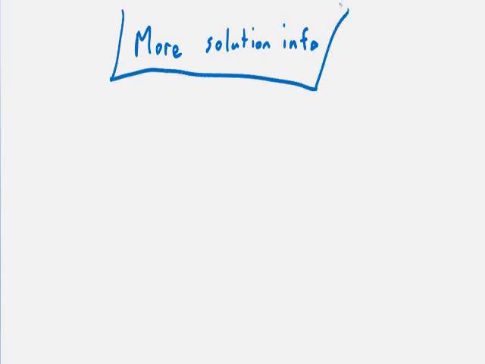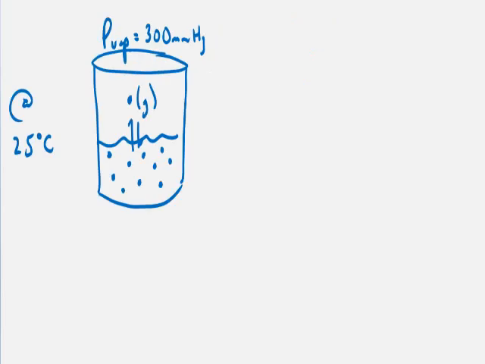So a little more info on solutions. This is to follow up part 1 of the Colligative Properties Lab and precede part 2 of our Colligative Properties Lab. Initially, let's revisit some of our underlying concepts with solutions.